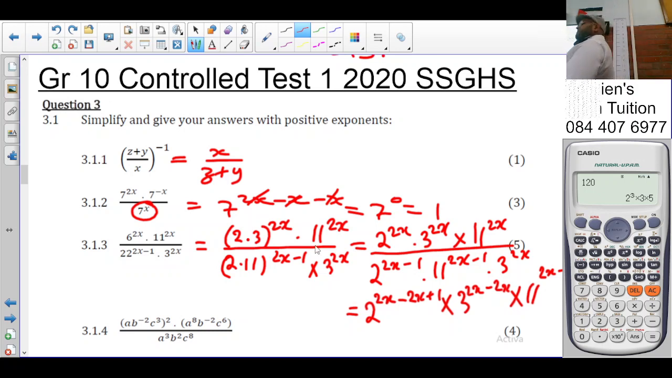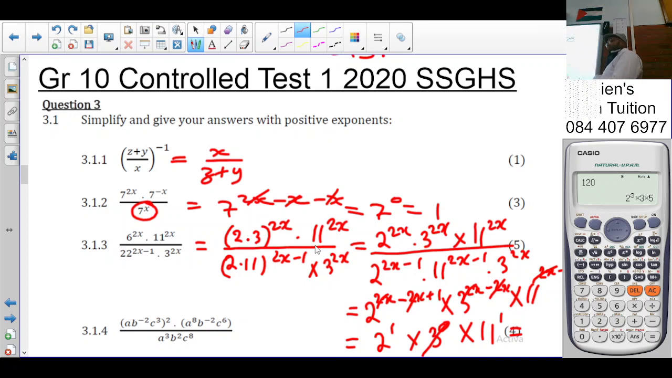You see that, people? So that will simply give us 2 to the 1 times 3 to the 0 times 11 to the 1. Anything to the power 0 is 1. So what's 2 times 11? 22. Your answer is, of course, 22.